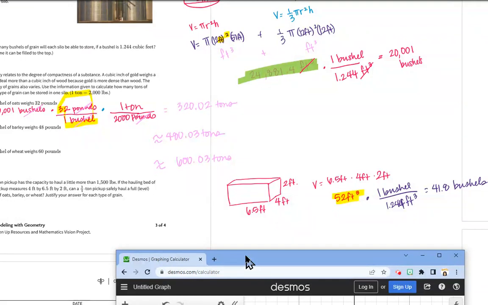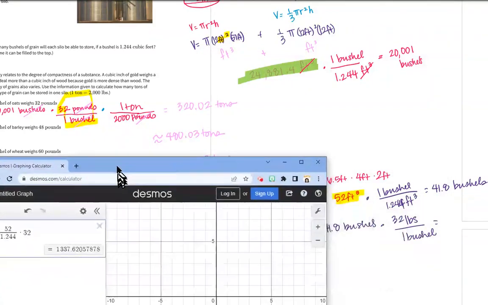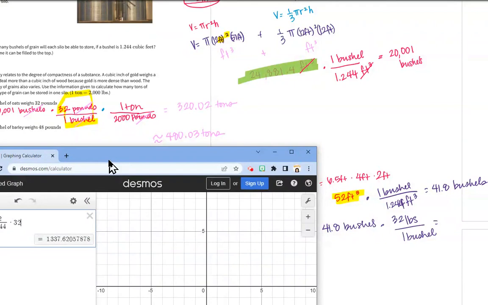So I'm going to go 41.8 bushels times 1 ton. Oh, no, sorry. By 32 pounds. I'm going to use the shortcut divided by 1 bushel. So let's see what that is. So 41.8, and then I'm going to multiply that by 32. And so it gives me this number. So that number, let's write that there, is 1,337.62.